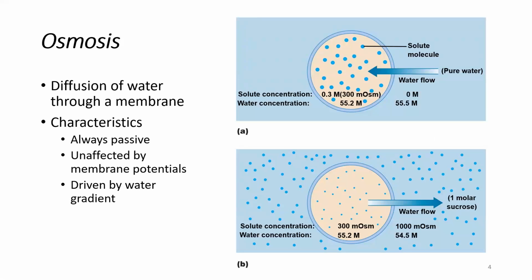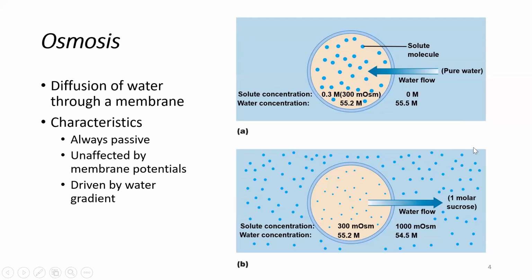So when we speak about osmosis, this is the movement of water through a permeable membrane. It's always passive, and it's going to be unaffected by the membrane potential. Whereas we saw, for example, solutes like sodium and potassium being influenced by the separation of charge in the membrane, here we don't see that. Water is not affected by the electrical driving force. It's always according to its gradient, from high concentration of water to a low concentration of water. And we can see that illustrated up here.